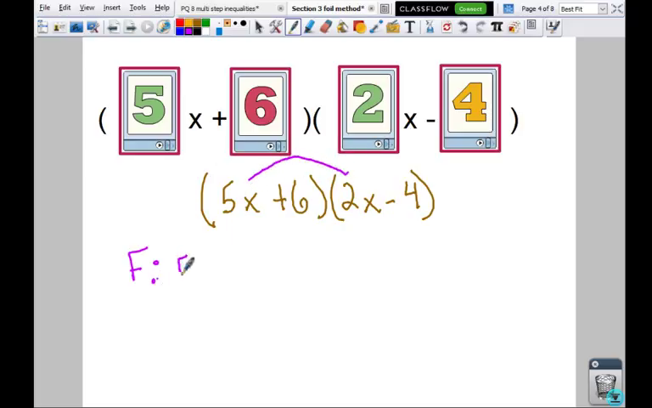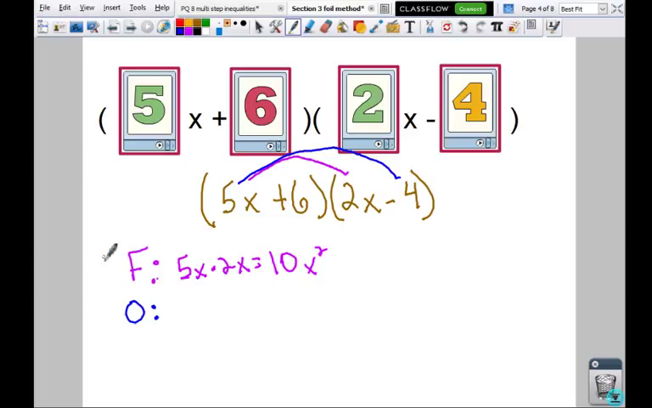So, our first was 10x squared. 5x times 2x, which 5 times 2 is 10. x times x is x squared. I said 10x squared. For the next one, Jake, what am I multiplying together for my outside? Remember, outside. So we're going to multiply outside, which is 5x times negative 4.